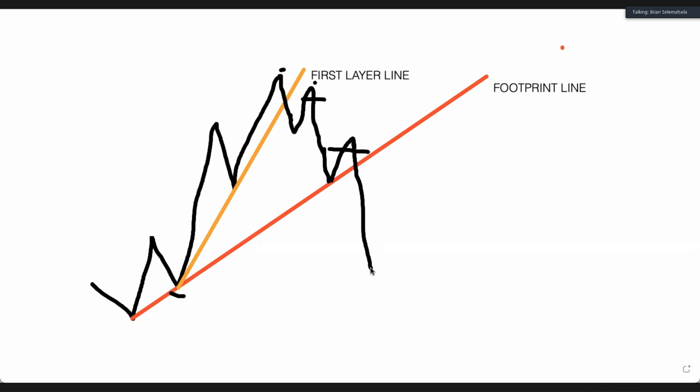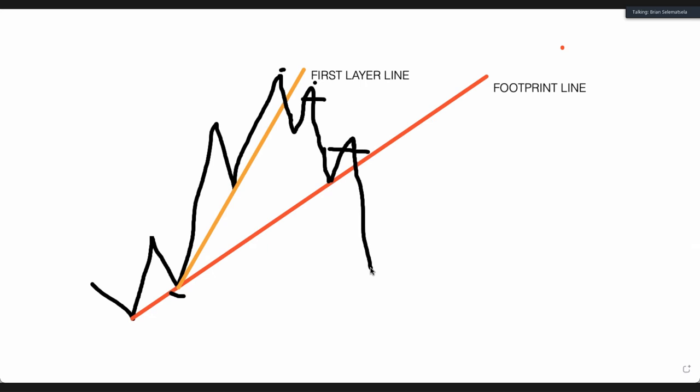as I'm saying to you, the first layer line is the most important line. And each and every time the market breaks that first layer line, it goes in the opposite direction. So now ask yourself, if you are on a buy trade and the first layer line is being crossed.